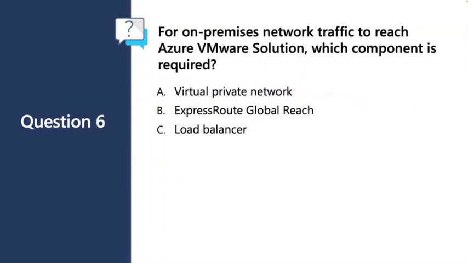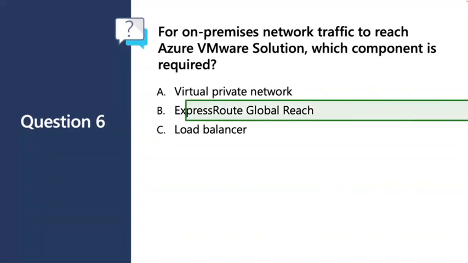So for on-premises network traffic to reach Azure VMware Solution, which component is required? So you've got your basic VPN, you've got ExpressRoute Global Reach, or you've got a load balancer, which I don't know why you'd want to load balance into your environment. It's not a requirement. Load balancer is for HA. So if you've got multiple environments, I guess it could theoretically be used. But in the spirit of that question, I would have to say ExpressRoute Global Reach. I think you are correct.